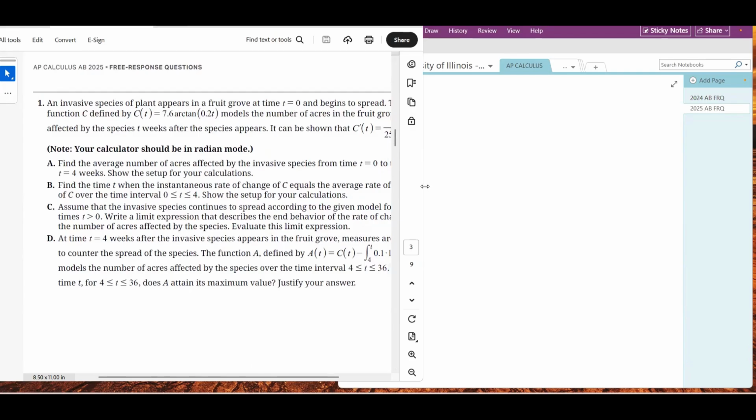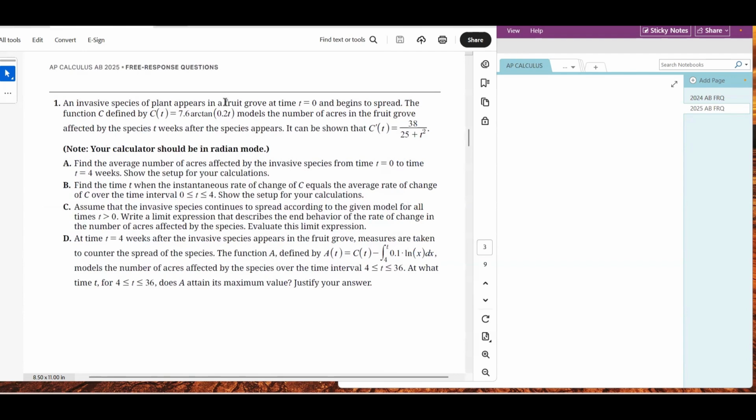An invasive species of plant appears in a fruit grove at time t equals 0 and begins to spread. The function c, defined by c of t equals 7.6 arctan of 0.2 t, models the number of acres in the fruit grove affected by the species t weeks after this species appears. It can be shown that c prime of t is equal to 38 over 25 plus t squared.